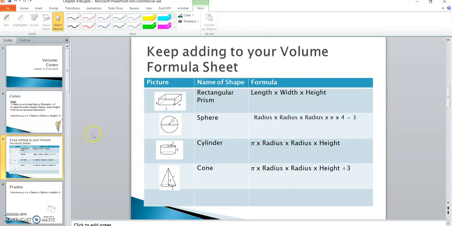Alright, so I would like you to now pause the video and add one more line to your volume formula sheet for the cone. So go ahead and do that now.